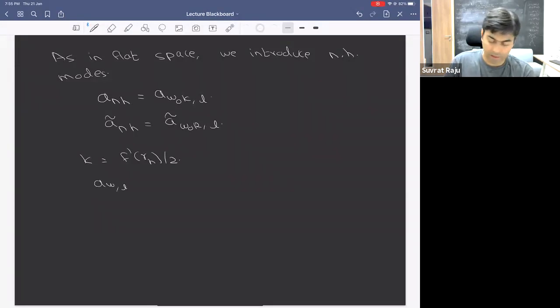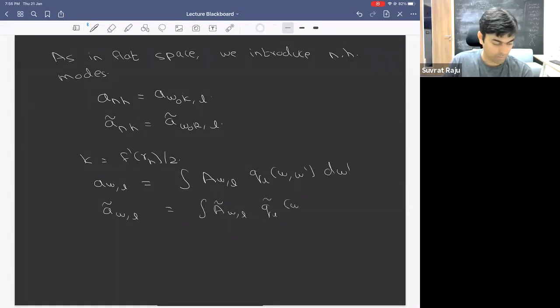And this A omega L is a smeared version of these A omega L modes. And this A tilde omega L is a smeared version of the A tilde modes. And once again, we find that these smearing functions, you can work them out explicitly. They're different in AdS than they are in flat space. There are some smearing functions you could work out explicitly, but these are sharply peaked about omega equal to omega prime.